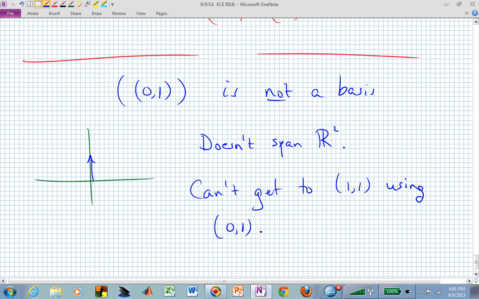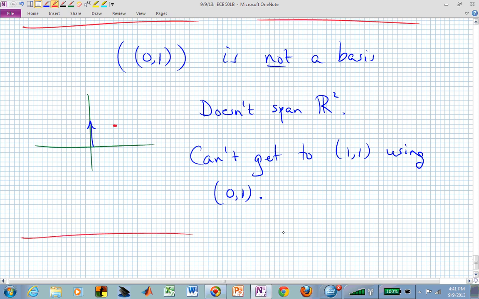Is that clear? So you can't get to that one point that we identified before, which was this point right here, which was 1, 1 in the standard basis. So I'll probably use the standard basis a lot in talking about different points in two-dimensional space. So there's no linear combination of 0, 1 that will get us to 1, 1. So that doesn't form a basis. What about the next set?